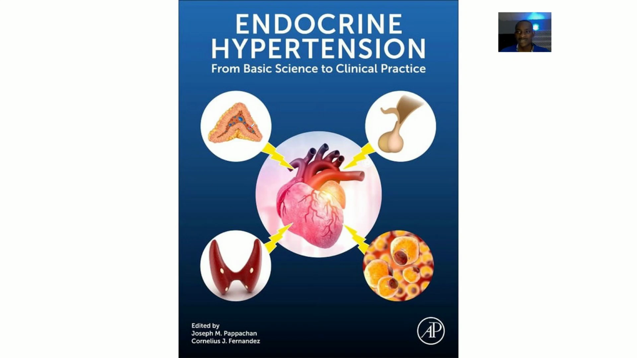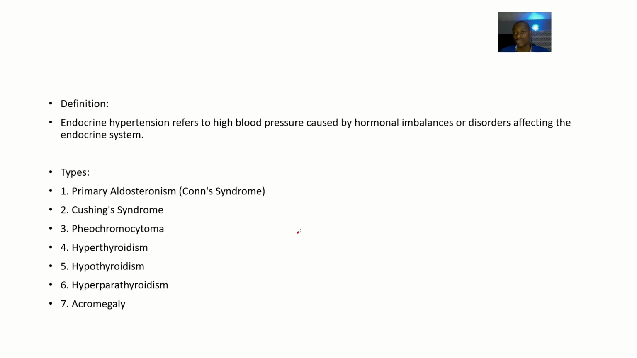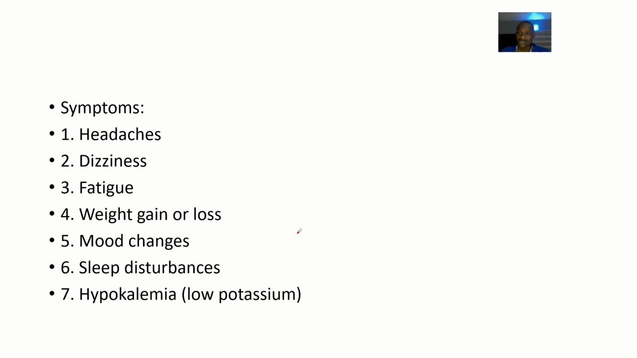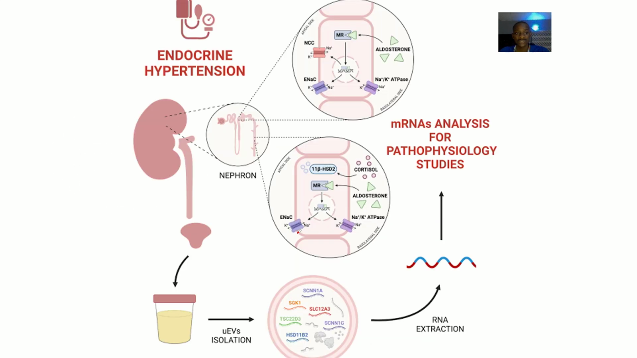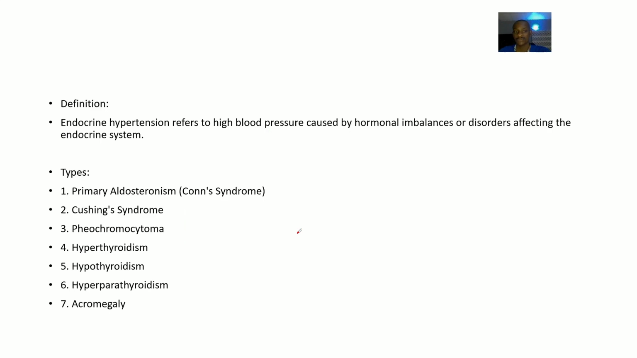So you could see that the adrenal gland can have an effect on the heart, the pituitary glands can have an effect on the heart, that's the hormones they produce. The thyroid gland can have an effect on the heart, okay? And all the hormones can actually have an effect on the heart. So let's look at this concept of endocrine hypertension under definition, the types, the causes, the symptoms, the diagnoses, and everything that has to do with this endocrine hypertension.